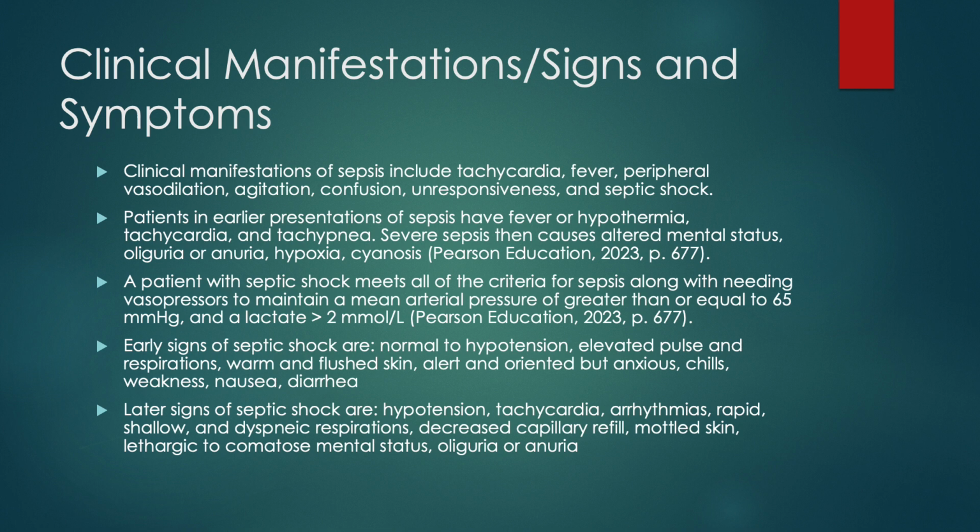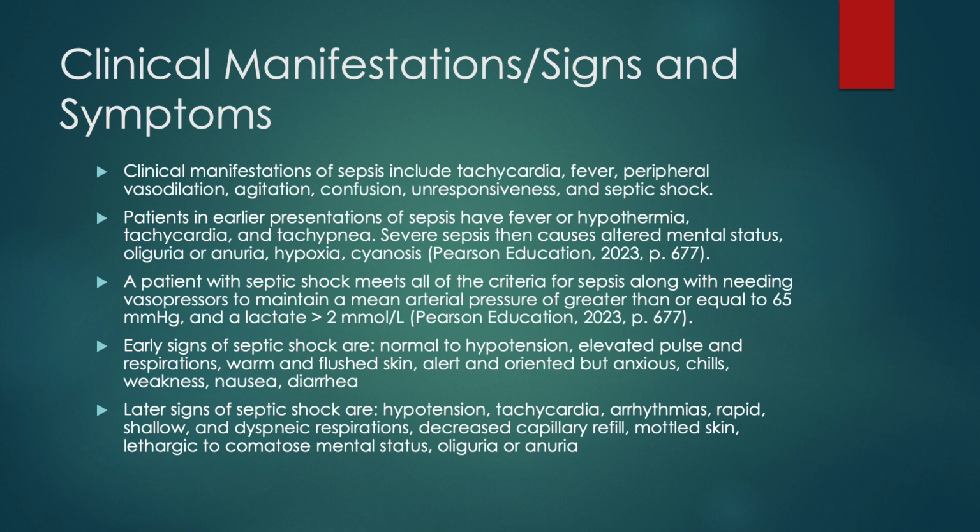Clinical manifestations of sepsis include tachycardia, fever, peripheral vasodilation, agitation, confusion, unresponsiveness, and septic shock. Patients in earlier presentations of sepsis may have fever or hypothermia, tachycardia, and tachypnea. Severe sepsis then causes altered mental status, oliguria or anuria, hypoxia, or cyanosis. A patient with septic shock meets all of the criteria for sepsis, along with needing vasopressors to maintain a mean arterial pressure of greater than or equal to 65 mmHg and a lactate that is greater than 2 mmol per L.